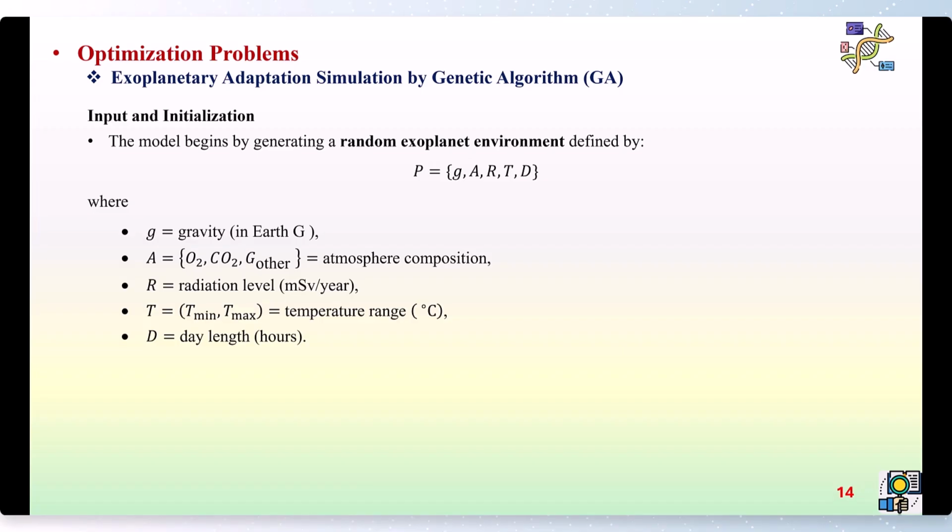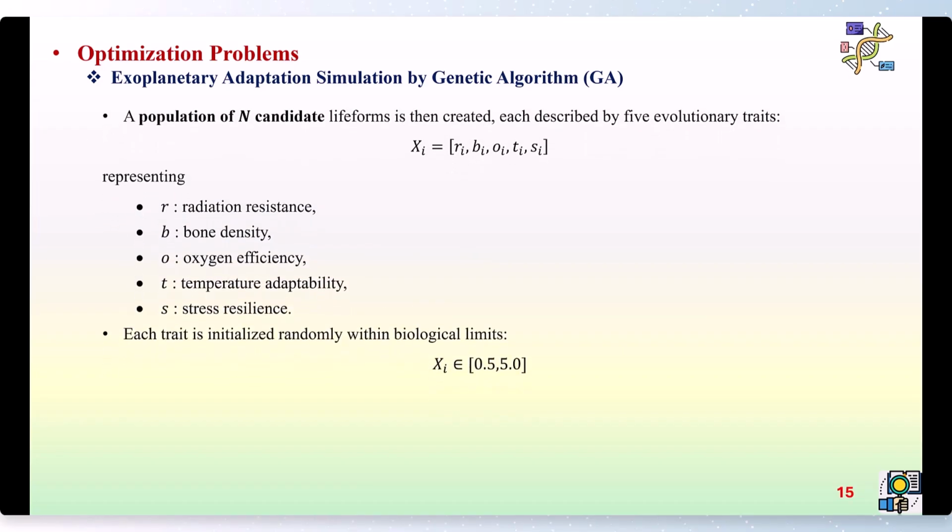So we have some input, some processing, and some output. For the input, the model begins by generating a random exoplanet environment defined by P, which has G, A, R, T, and D, which are gravity; atmosphere composition, where we have oxygen, carbon dioxide, and other gases; radiation level in mSv per year; temperature range in centigrade, between Tmin and Tmax; and day length in hours.